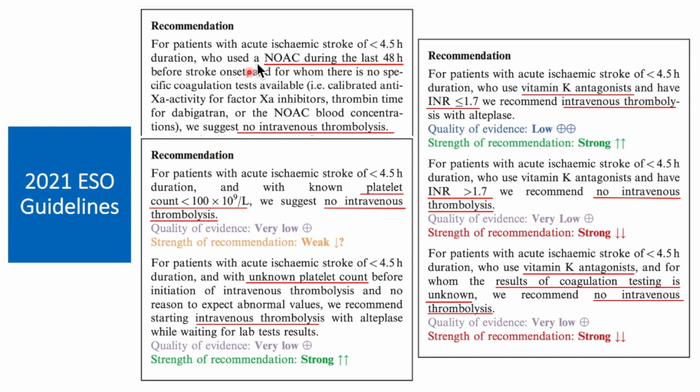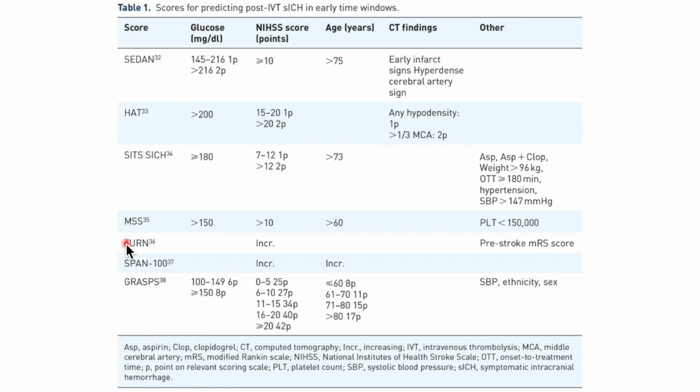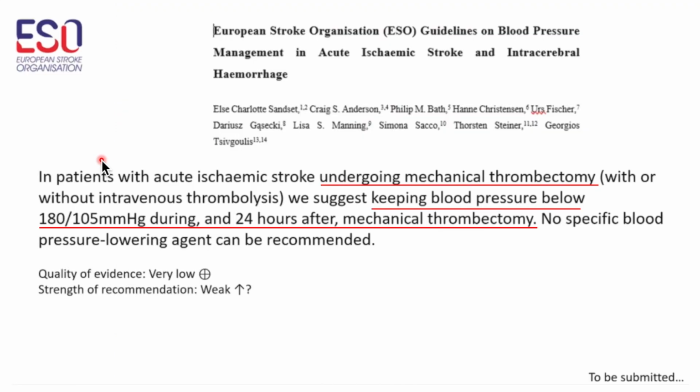Then it's important to know that if the patient has used NOACs in the last 48 hours, or his platelet count is less than 100 x 10^9 per liter, or if he's on warfarin and his INR values are more than 1.7, then he's not a candidate for thrombolysis. Aortic dissection and infective endocarditis, you cannot thrombolyze these patients. Now, these are different scoring systems to predict which patients can go on to have symptomatic intracranial hemorrhage. So you can use any of these scoring systems.